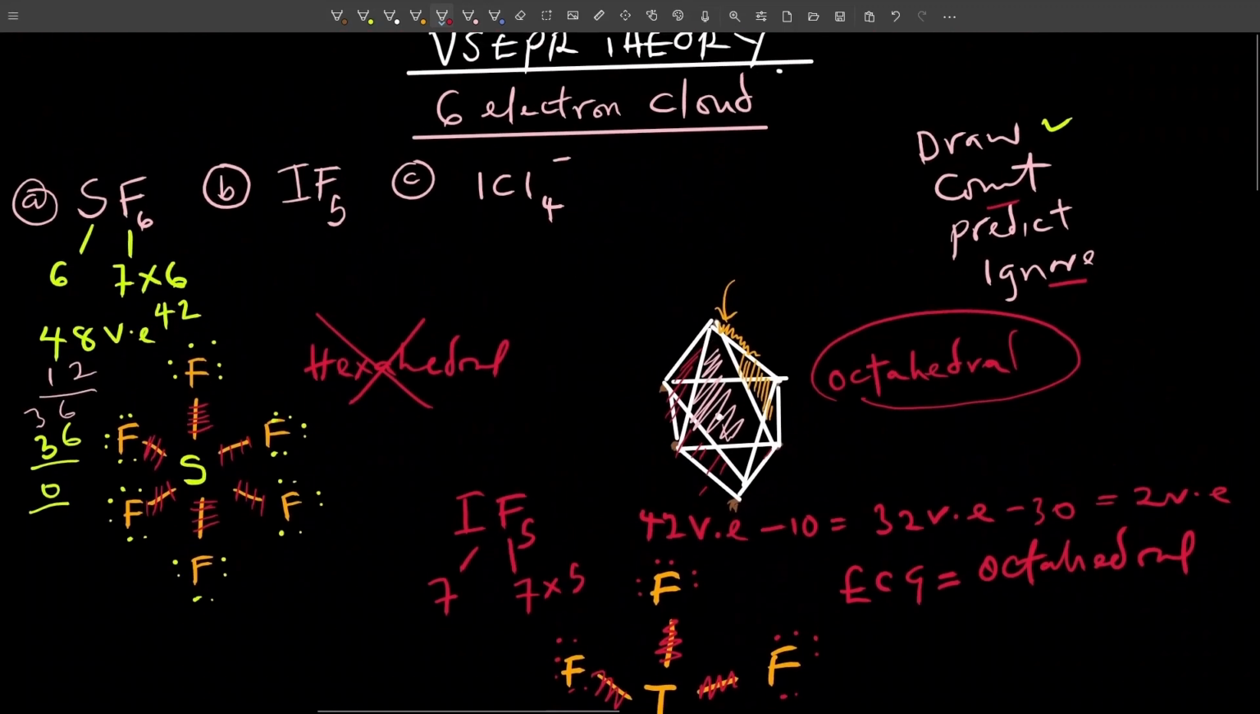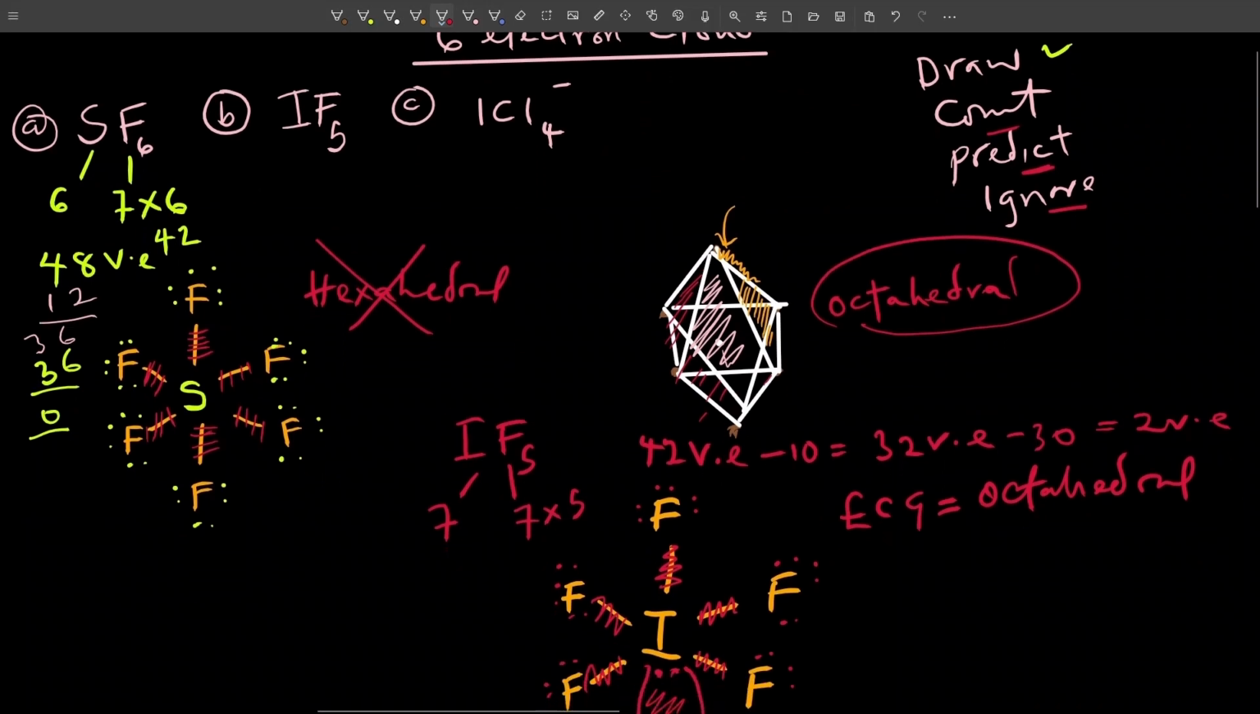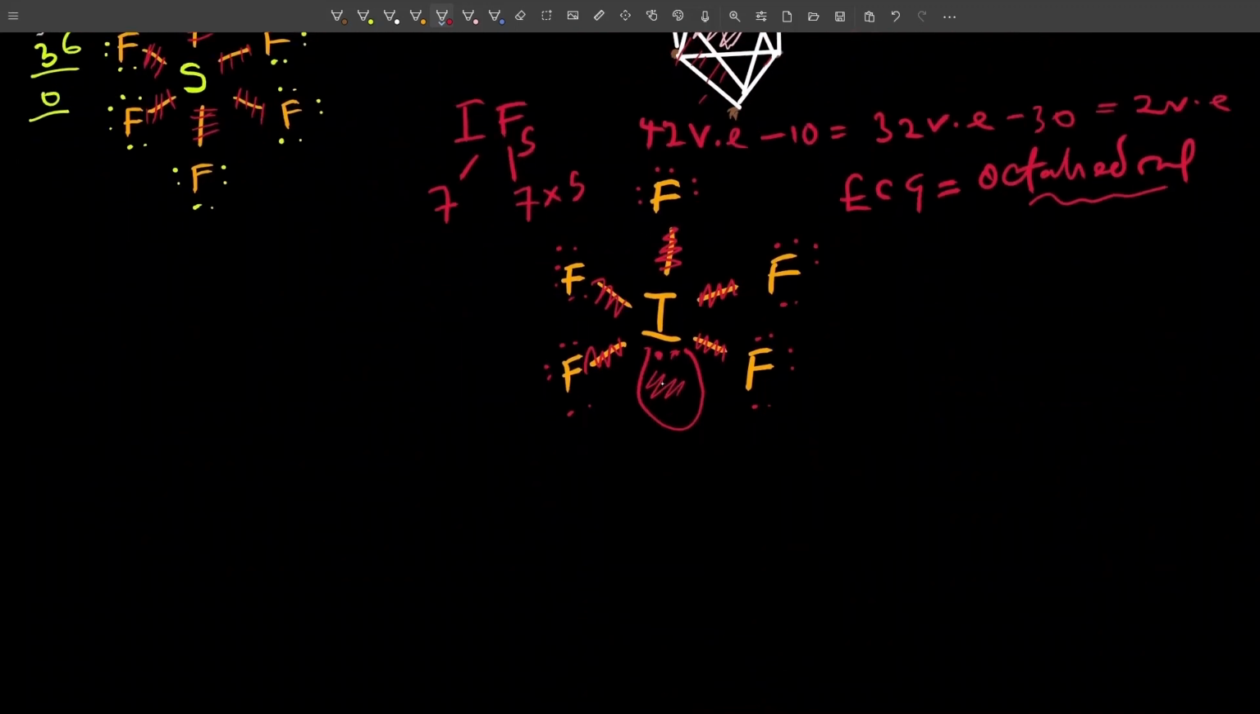Okay, now we've done that. We've predicted the electron cloud geometry to be octahedral. The last thing to do now is to ignore the lone pair. So where is the lone pair? That's this one here in red. If I ignore it, I'll see something like this. I have my iodine in white, and I have my fluorine in orange here. I'm just trying to draw this without the lone pair. So something like this, right?